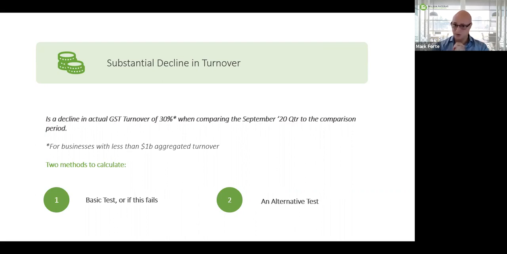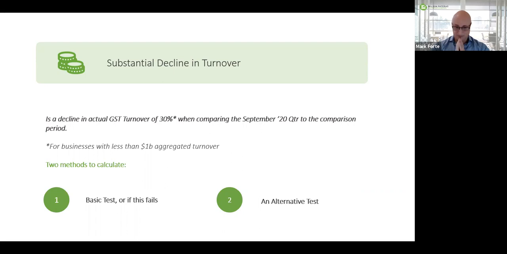And if you're a not-for-profit organisation, then it reduces down to 15%. So just turn your attention to the word aggregated. What does aggregated mean? Say you've got 3 different companies that you commonly control, and obviously they've all got different turnovers. You have to add all those turnovers for those 3 businesses to get to your aggregated turnover.